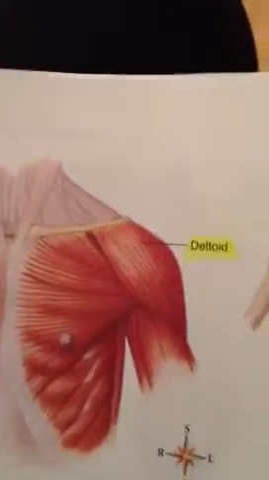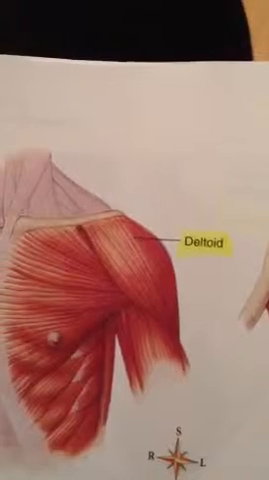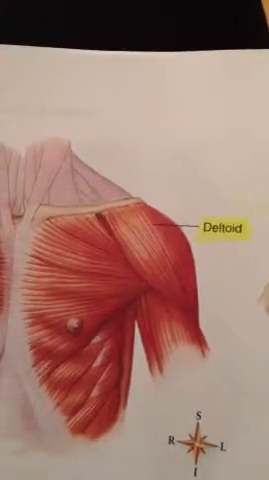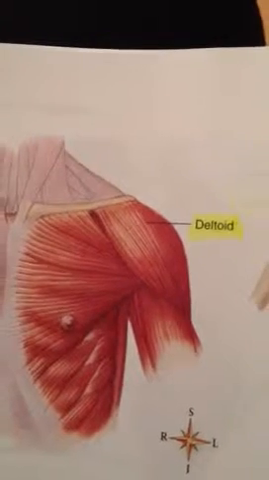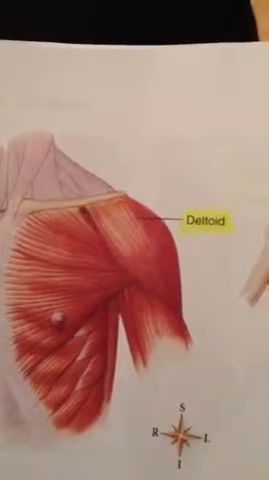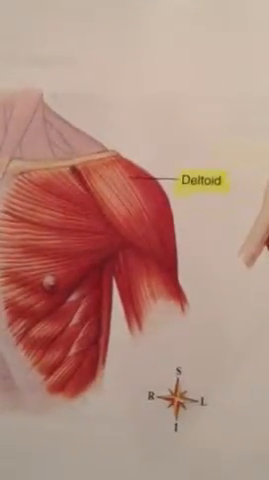Deltoid. Origin is clavicle and scapula. Insertion is humerus. It abducts the upper arm.